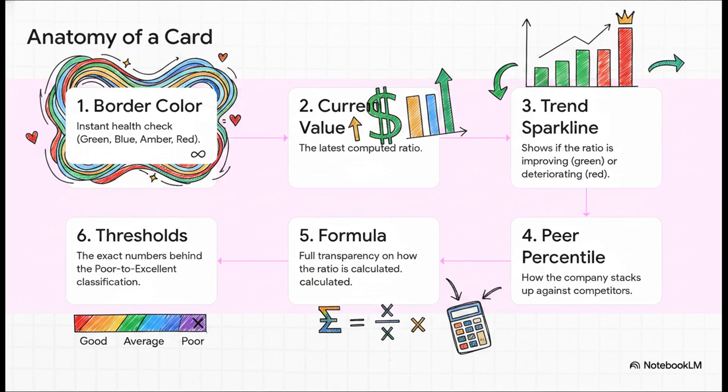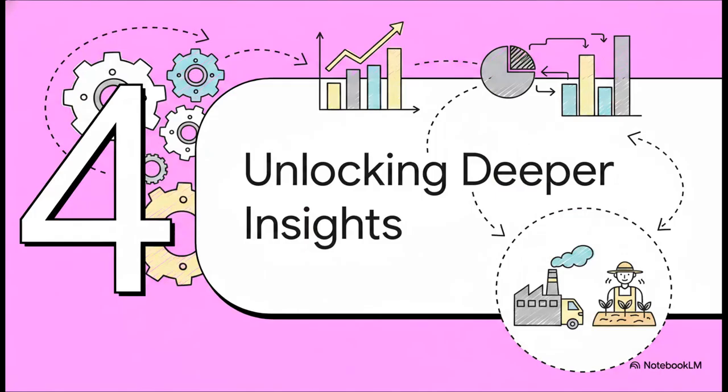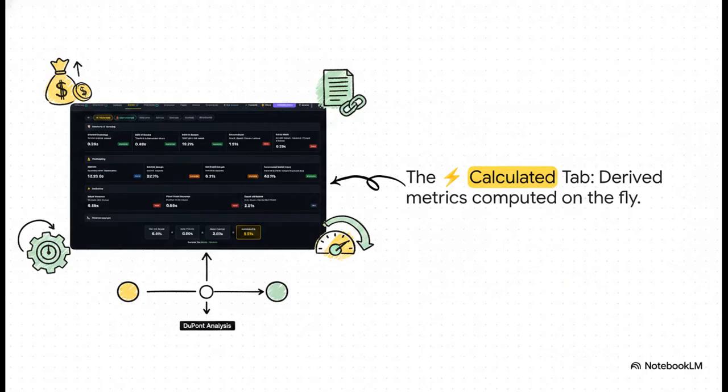You also have the peer percentile, the exact formula for total transparency, and the specific threshold ranges so you know precisely what it takes to be good or poor. Now, beyond all the standard ratios, we can go even deeper with some advanced analytical tools. This is where we look at composite metrics and metrics that are tailored to the operational reality of a specific industry. The Calculated tab is your next stop. These are some seriously powerful metrics that are computed on the fly.